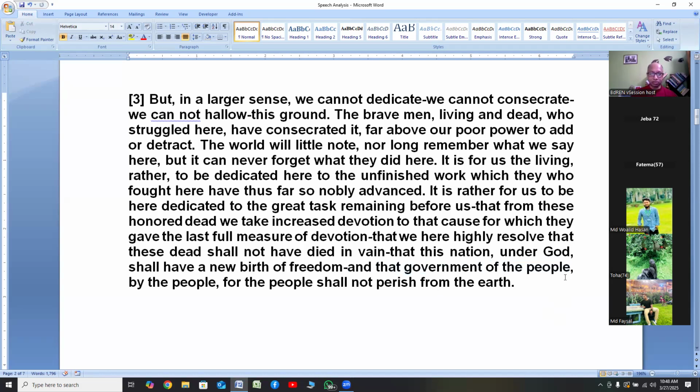And that government of the people, by the people, for the people, shall not perish from the earth.